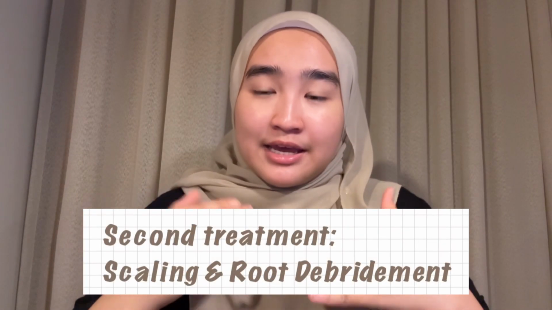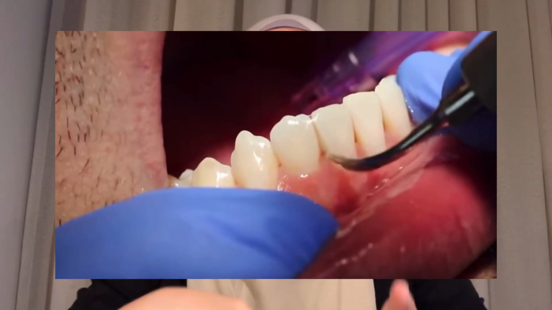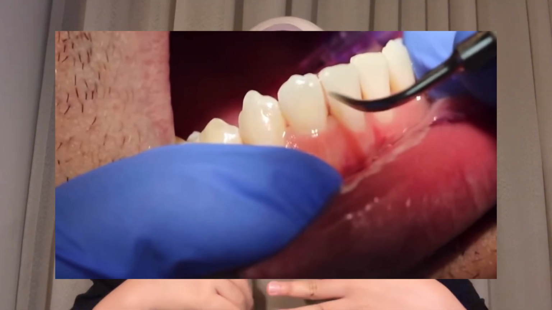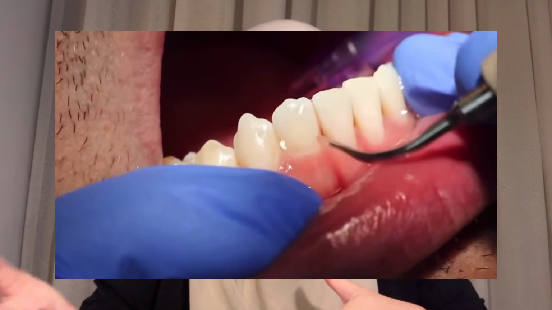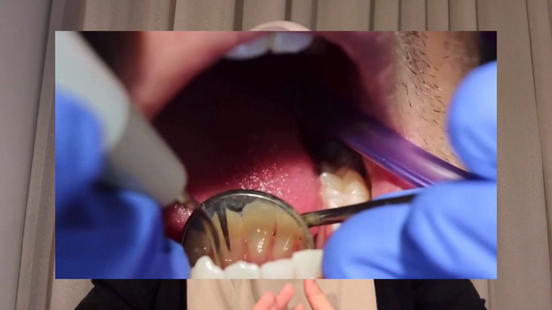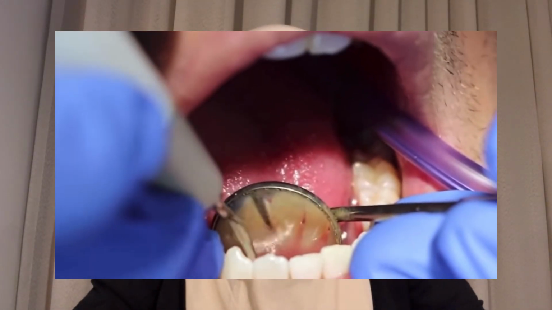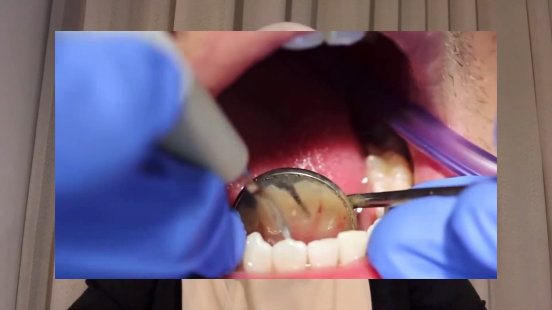Next, I'd like to explain the treatment we're going to do for your gums, which is called scaling and root debridement. So, scaling means that we gently clean above and also below your gums to remove plaque and hardened deposits, which we call tartar. These deposits cannot be removed by normal brushing and are one of the main causes of your gum disease. I will explain to you the root debridement.